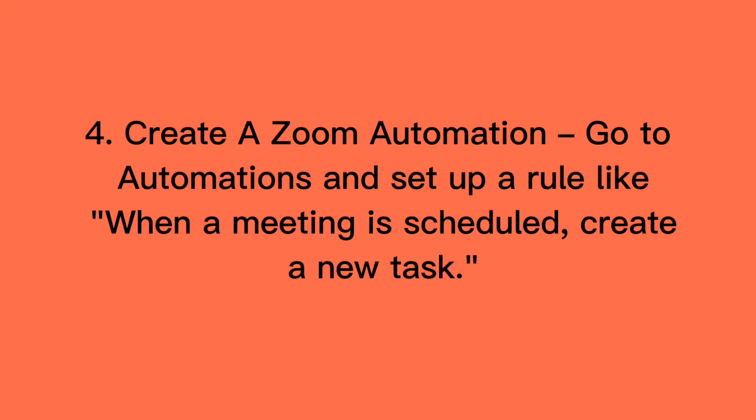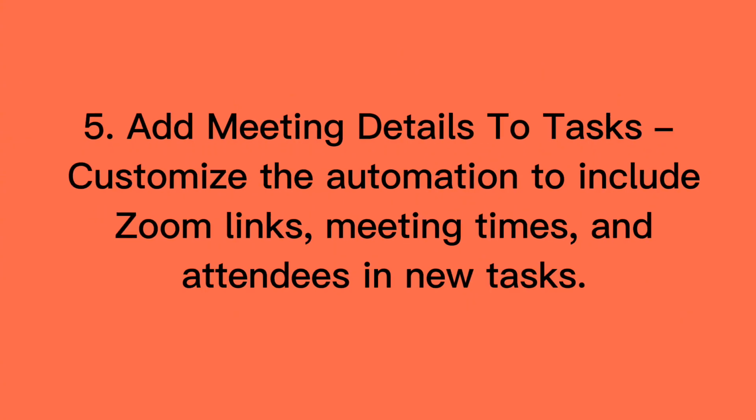4. Create a Zoom automation, go to Automations and set up a rule like, when a meeting is scheduled, create a new task. 5. Add meeting details to tasks. Customize the automation to include Zoom links, meeting times, and attendees in new tasks.